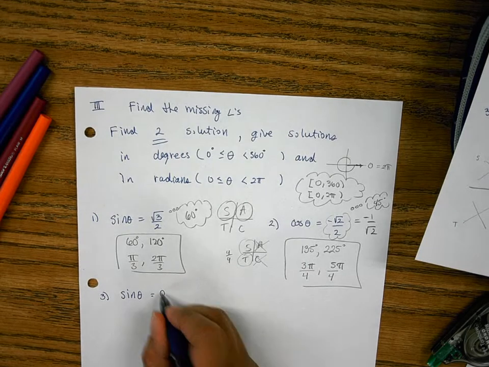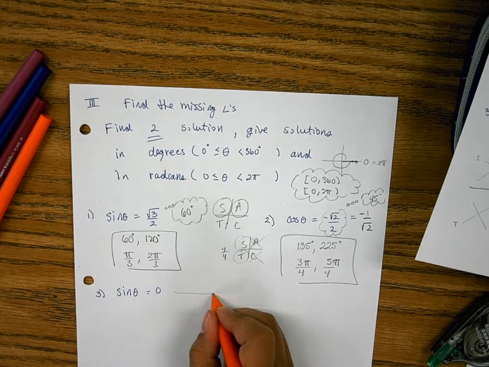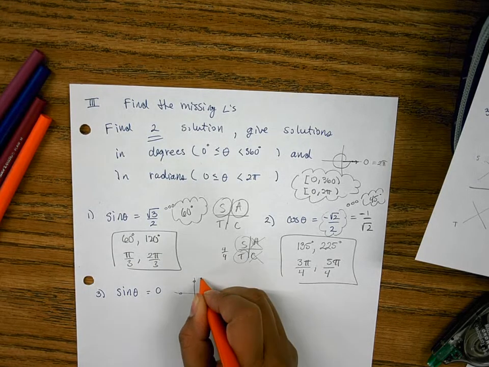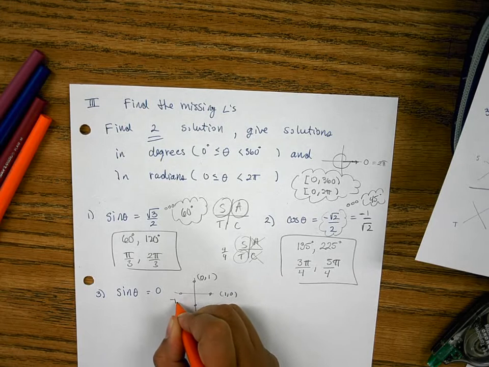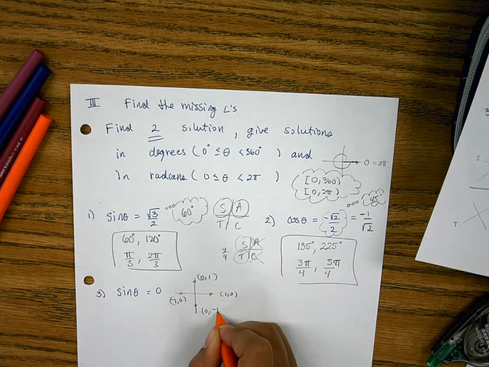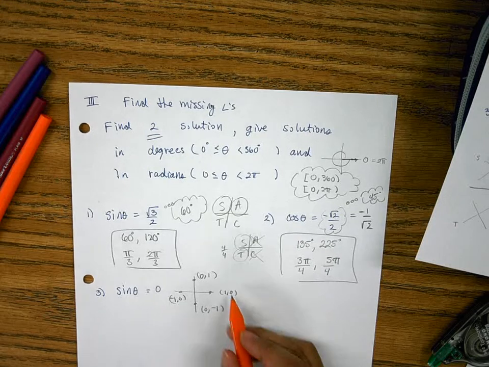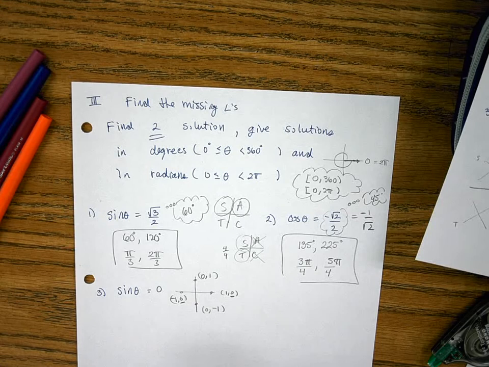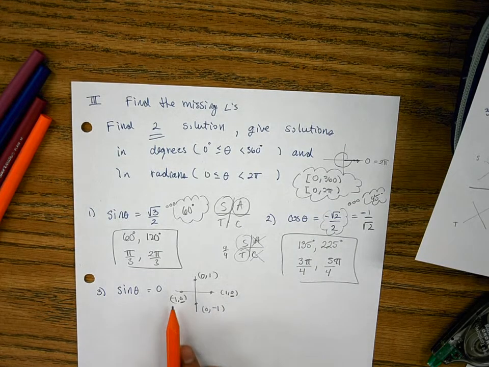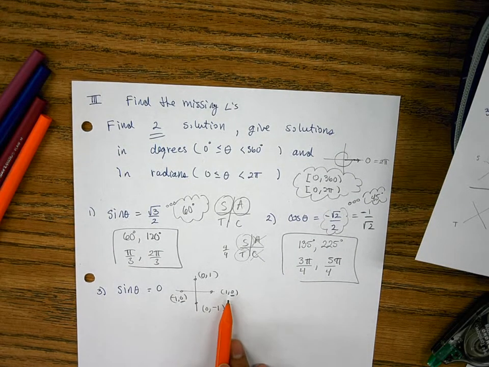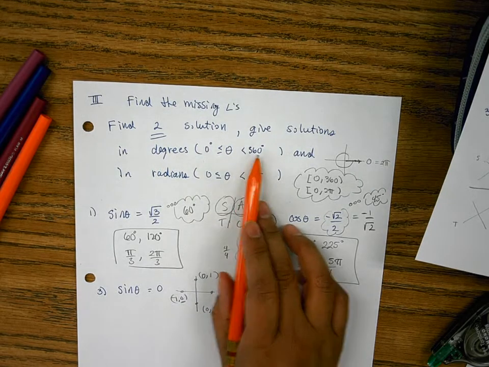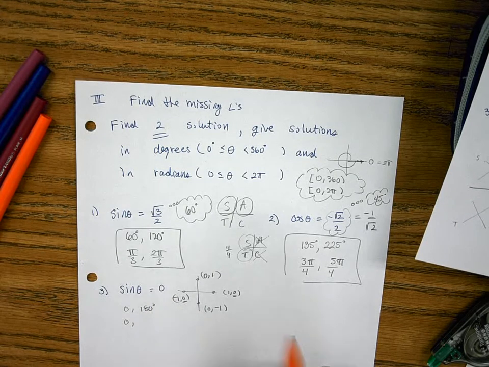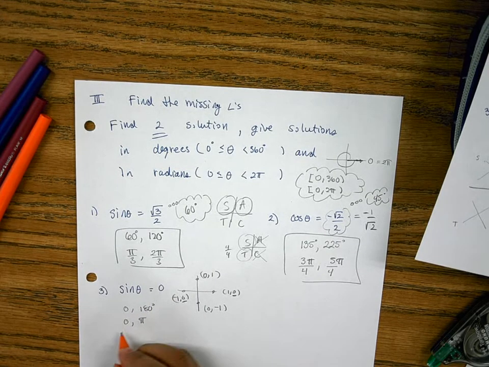Number 3, sine of theta equals 0. Recognizing that that is a quadrantal, so get a visual: 1, 0; 0, 1; negative 1, 0; and 0, negative 1. Sine is y. You're looking for when your y value is 0, and that is at 0 and 180. If you say, oh, 180 and 360, that is wrong, because we can't use the 360, we use the 0 instead. So 0 and 180, or 0 and pi.